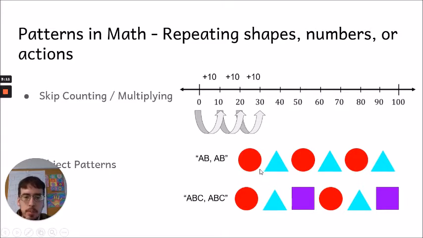If it's just two shapes like that, that's an AB pattern. Now if we're looking down here, circle, triangle, square, really, we would need one more set of those to make sure it was a pattern, but that's an ABC pattern.